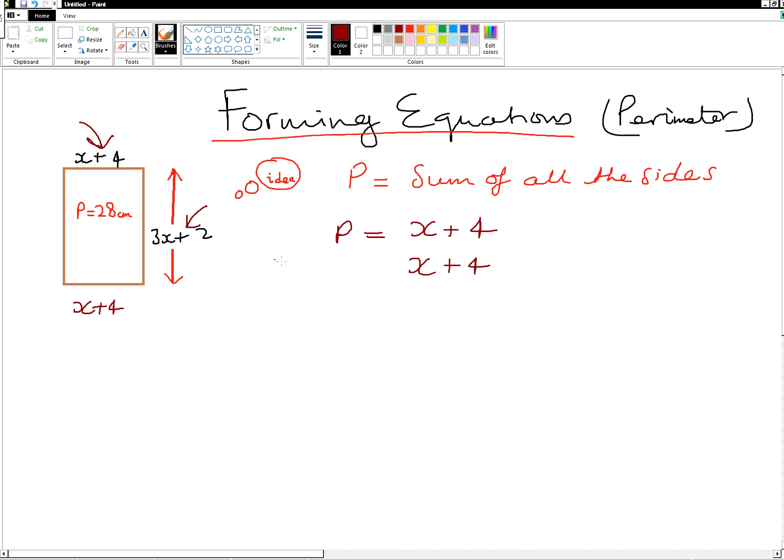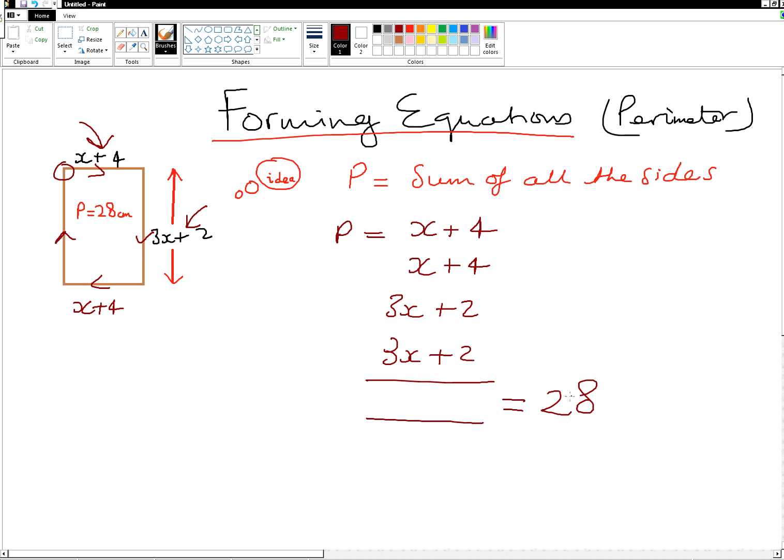Then we look at the length and width. So how many of these 3x plus 2s do we have? Two of them. Because it's as though we're going around the shape like this and we're adding up all the sides. So x plus 4 happens twice, 3x plus 2 happens twice. And then we add all these up and the total of the perimeter will be what? 28.